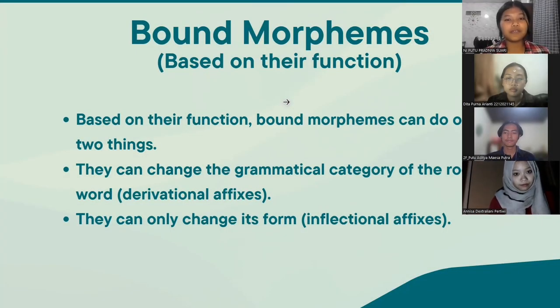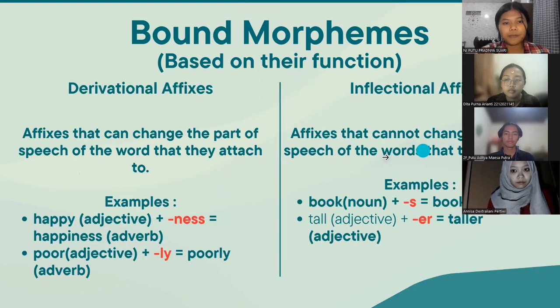Okay, after knowing the prefixes and suffixes, we are going to move next to bound morphemes based on their functions. Based on their functions, bound morphemes can do one of two things. Number one, they can change the grammatical category of the root words, or derivational affixes. Number two, they can only change its form, or inflectional affixes.